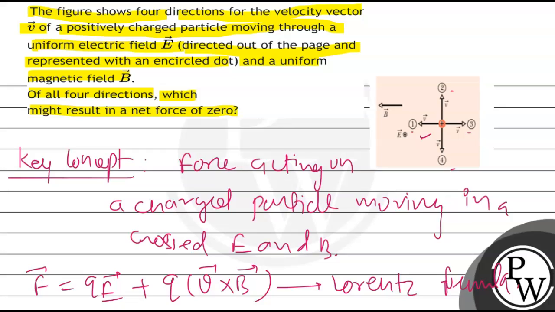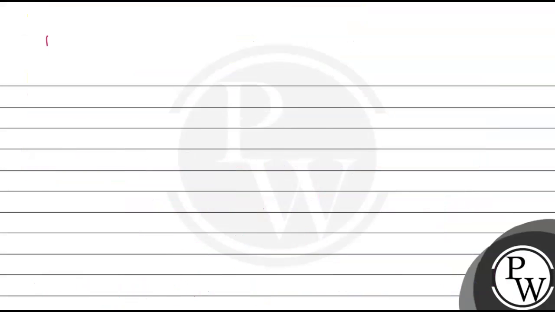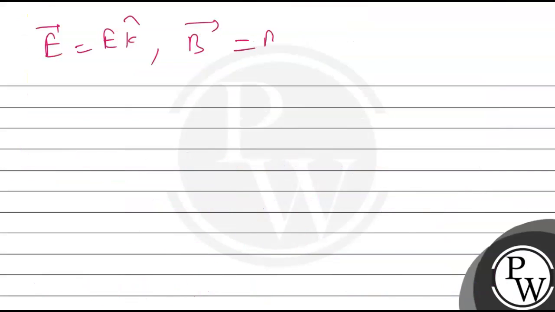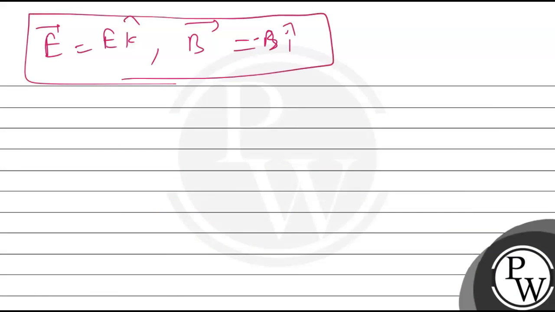Now here in the question we are given four cases: case 1, case 2, case 3 and case 4, where the direction of the velocity is different but the direction of the electric and magnetic field remains same for all the four cases. The electric field is coming out of the page, so this direction becomes k cap, and the magnetic field is going in the negative i cap direction, so it can be written as B minus i cap. These are the electric and magnetic field.